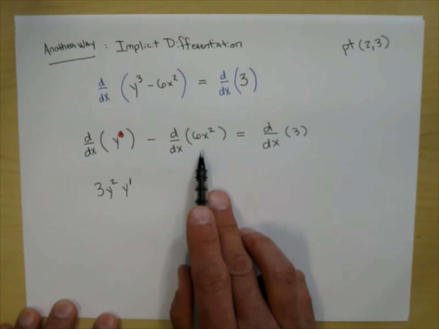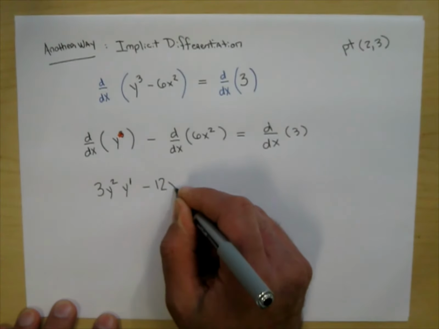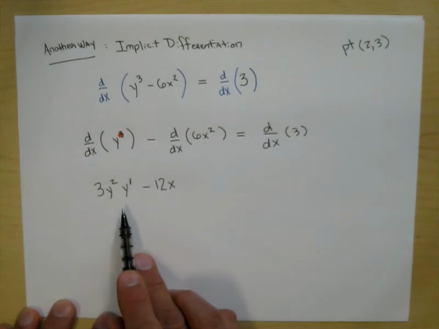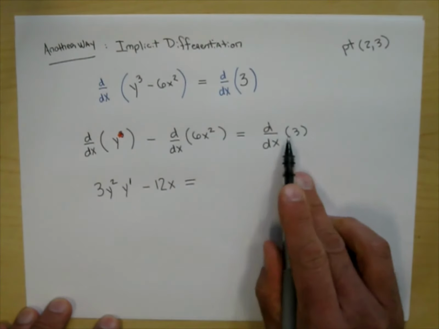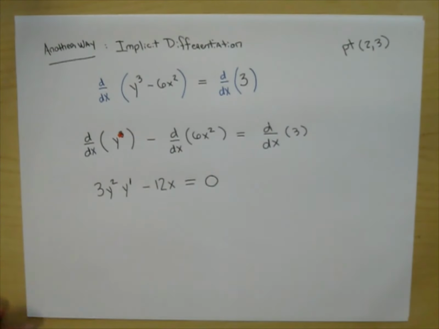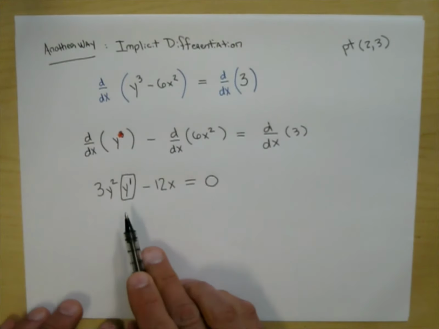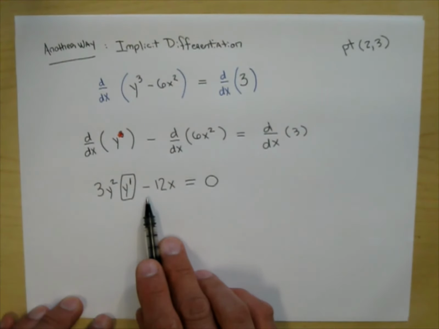Okay, let's take the derivative of this. So we have minus 12x. If this felt weird here, we're going to practice more of these things on the next problem, or maybe after a few problems. Okay, what does this equal? On the right-hand side, the derivative of a constant is 0. I'll put a box around this. It's y prime. I'm going to solve for y prime. To solve for y prime, I'll add a 12x to both sides.